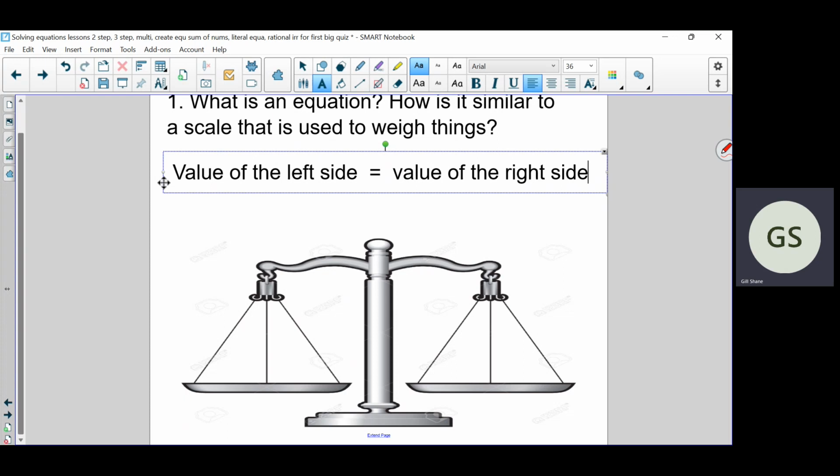We may have some missing information like we did. I think I said, if you're going to the movies, how much are the tickets going to be? Well, if you don't know how much one ticket is, you can't say how much the tickets are. So then you would have some missing information. You'd have a variable. But regardless, when you create an equation, the left side has to equal the right side, even if you're missing something.